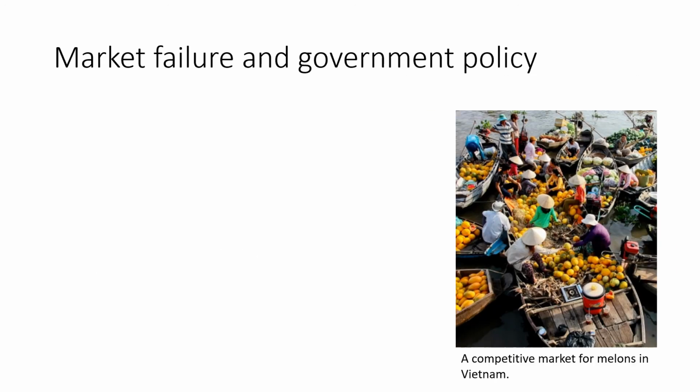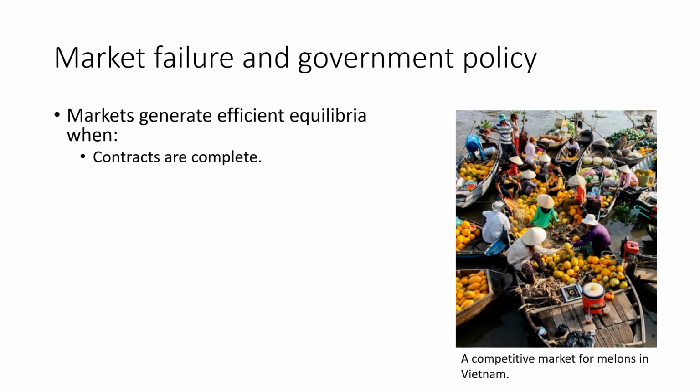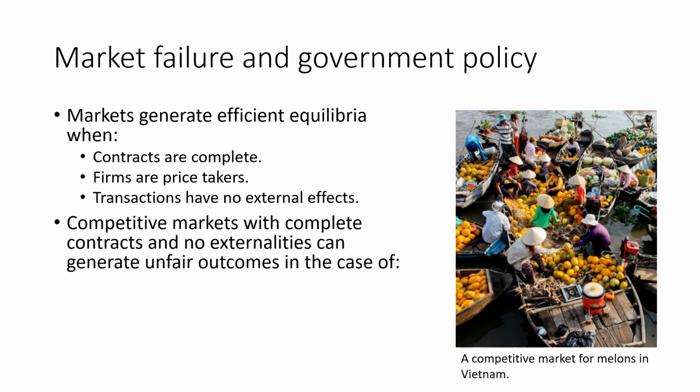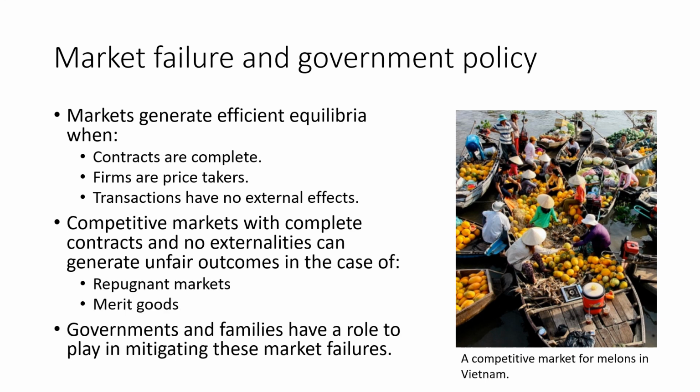How do we mitigate the failures in these markets? Markets generate efficient equilibria when contracts are complete, firms are price takers, and transactions have no external effects. However, competitive markets with complete contracts and no externalities can generate unfair outcomes, and these are usually in the case of repugnant markets and also merit goods.